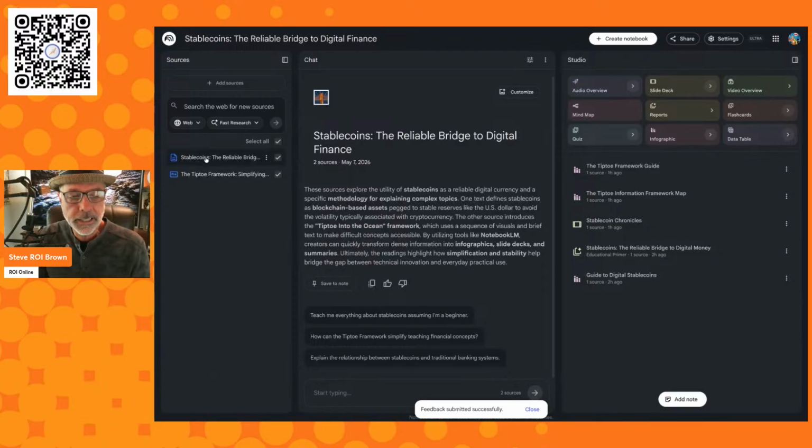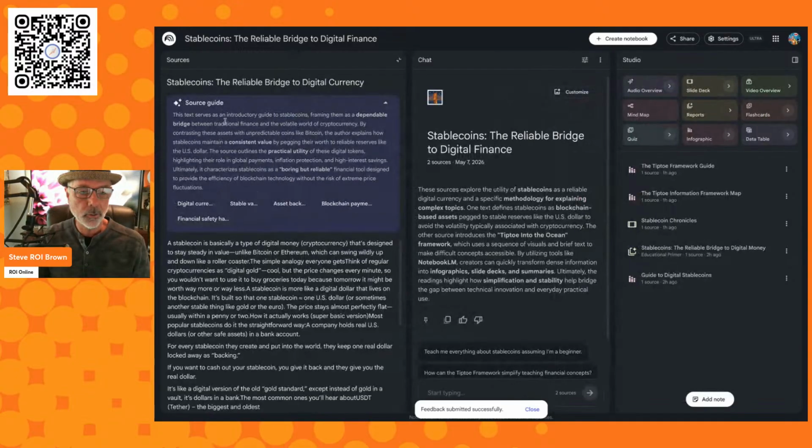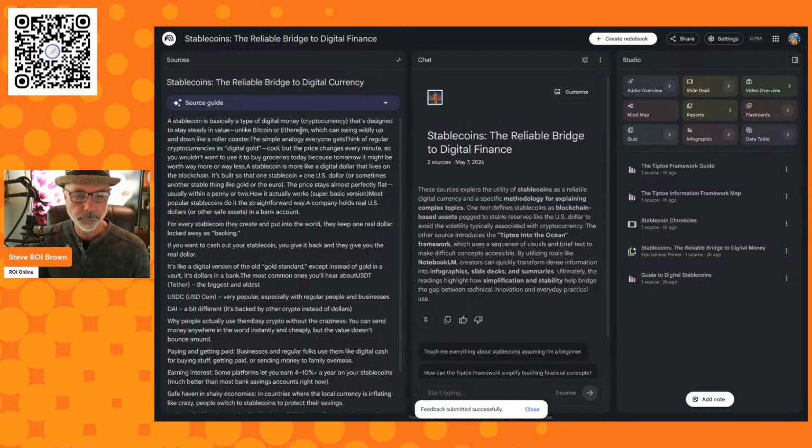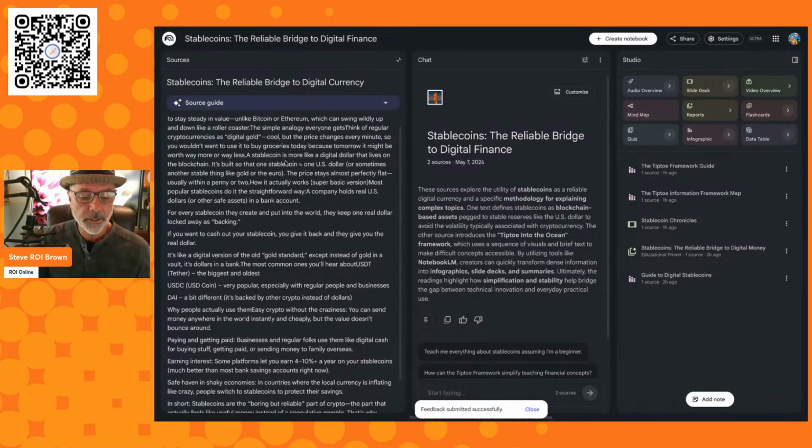That's where we're going to bring in information into our knowledge base. And so maybe, for example, I went to Grok and I said, hey, just go out and get a little information. Give me the basics on stablecoin.